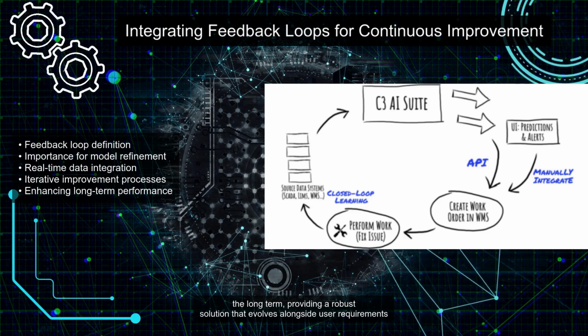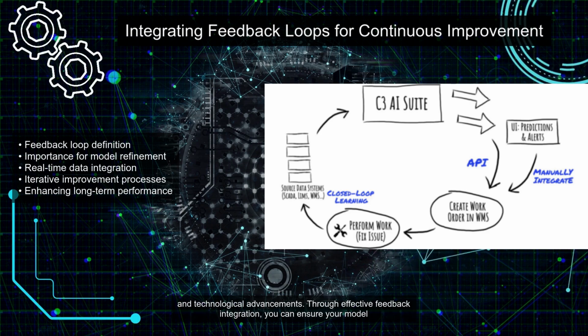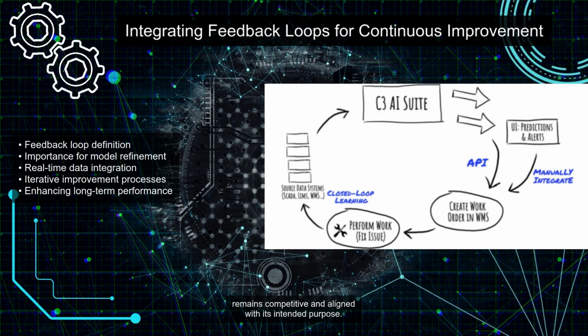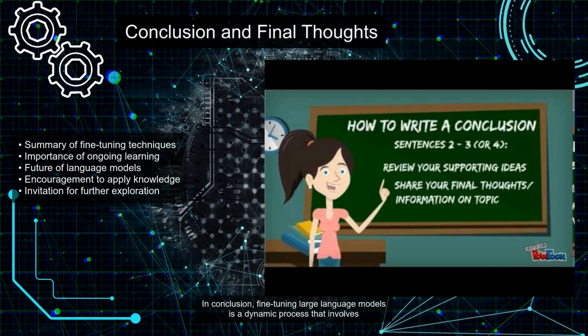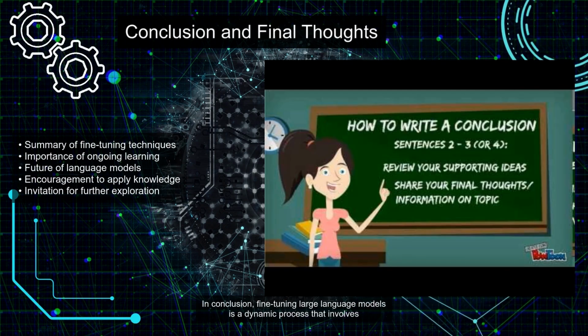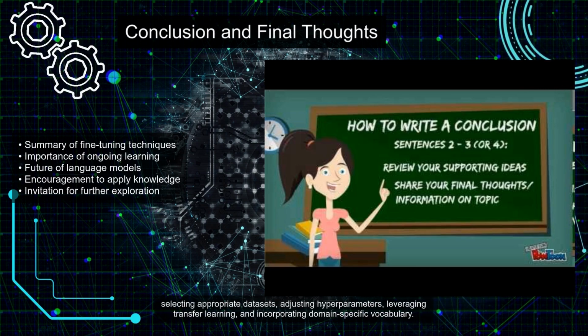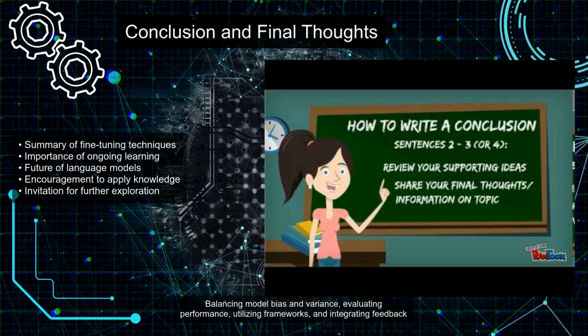This approach is vital for maintaining high performance in the long term, providing a robust solution that evolves alongside user requirements and technological advancements. Through effective feedback integration, you can ensure your model remains competitive and aligned with its intended purpose. In conclusion, fine-tuning large language models is a dynamic process that involves selecting appropriate datasets, adjusting hyperparameters, leveraging transfer learning, and incorporating domain-specific vocabulary.